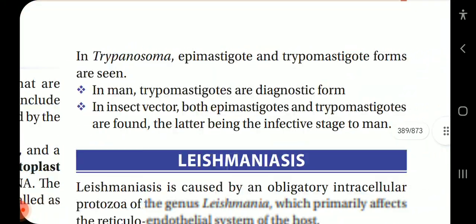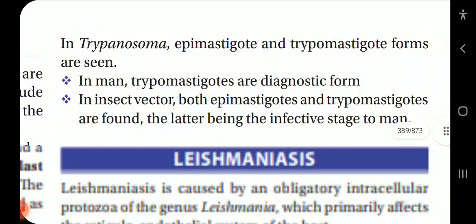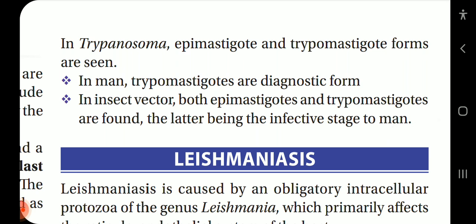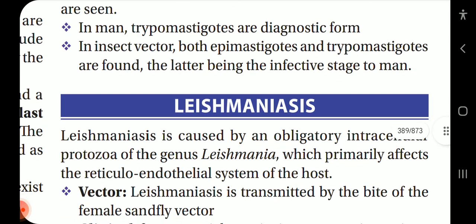In Trypanosoma, epimastigote and trypomastigote forms are seen. In man, trypomastigotes are the diagnostic form. In the insect vector, both epimastigote and trypomastigote are found, the latter being the infective stage to man.